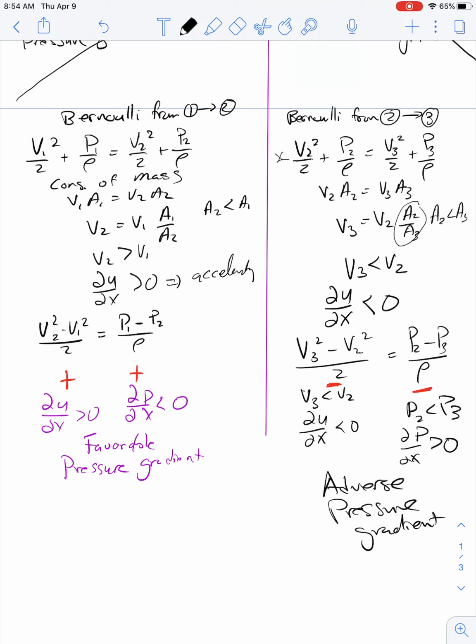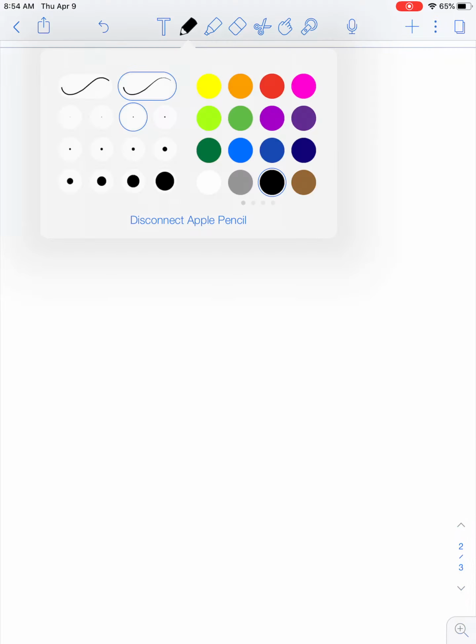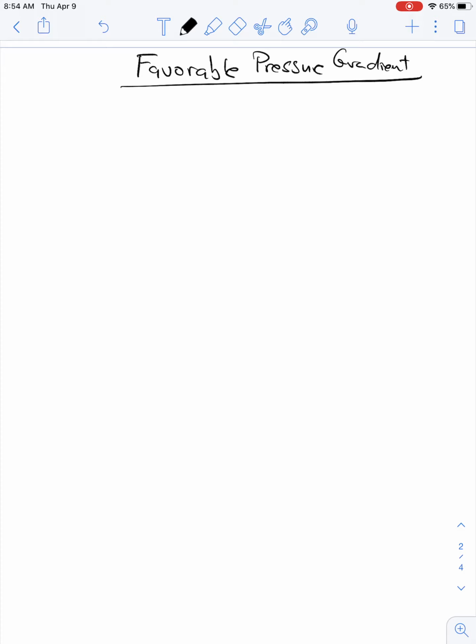So what is the impact of an adverse pressure gradient or favorable pressure gradient on the boundary layer? So what we're going to do is go ahead and think about that. So let's say we have a favorable pressure gradient. Okay, and again, what does that mean? That means that dP dx is less than 0 and du dx is greater than 0. The flow is accelerating, okay? We're going through our nozzle and the flow is accelerating.